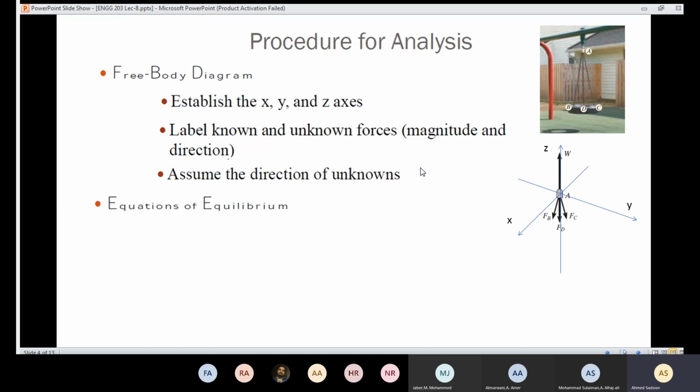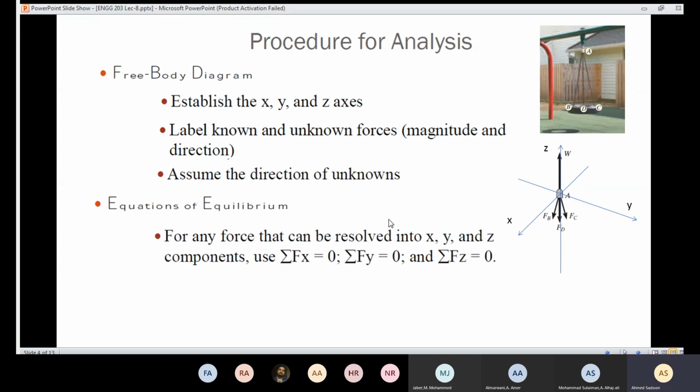Then I will be able to use the equations of equilibrium. Like last time, before using the equations of equilibrium, I need to decompose the forces into their x, y, and z components. Then I will be able to use these three equations. Sometimes it's not easy to decompose the forces into their components. If that's the case, then the problem is going to be complicated.